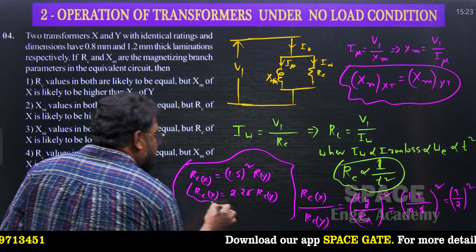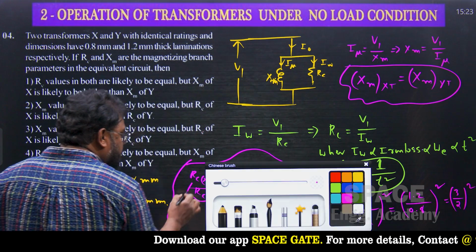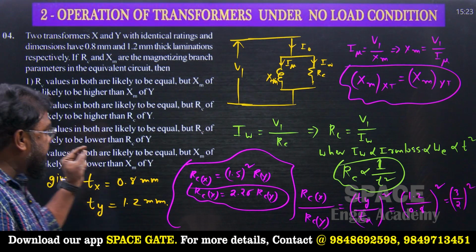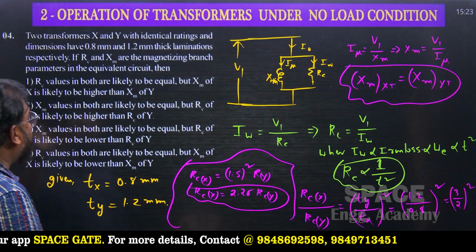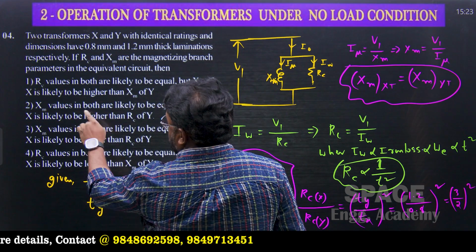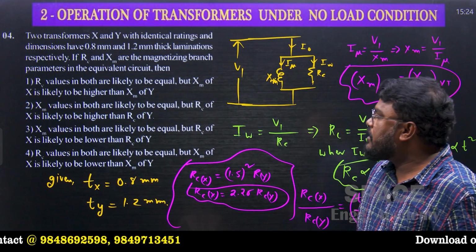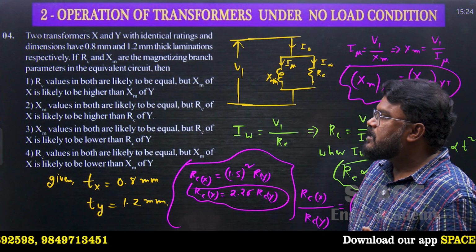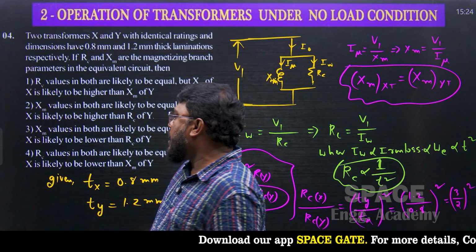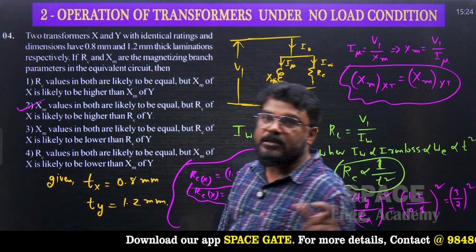So this relation we have. That means RC of X transformer is greater than the RC of Y transformer. See option number 2: Xm values in both are likely to be equal, but RC of X is likely to be higher than the RC of Y. So option number 2 is correct for this question.